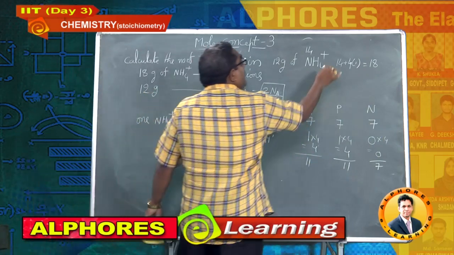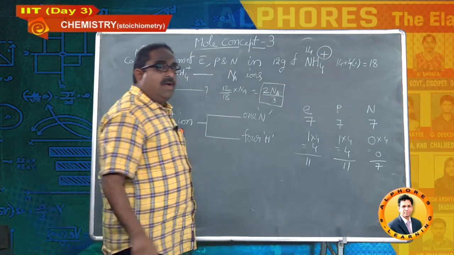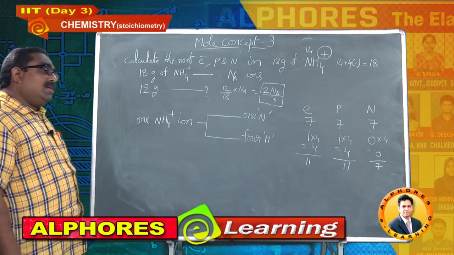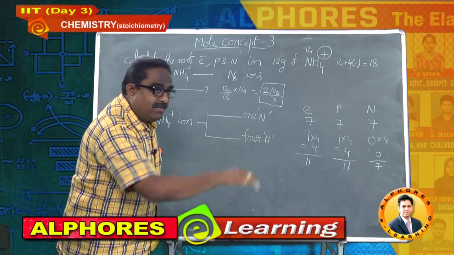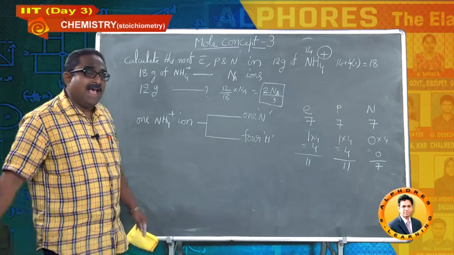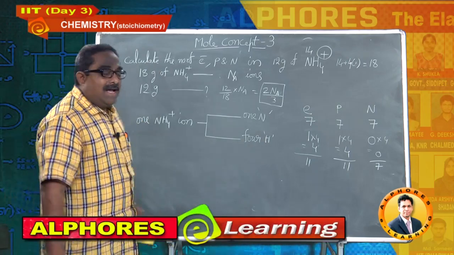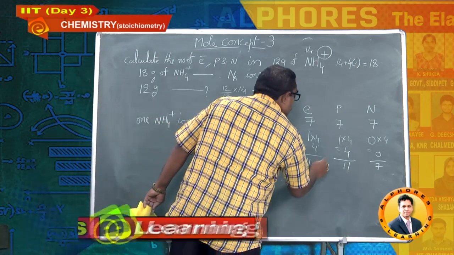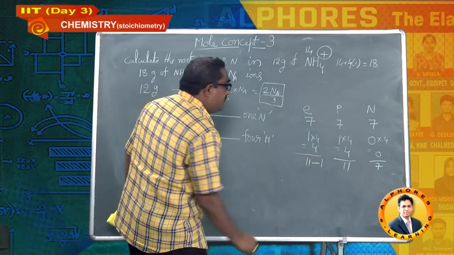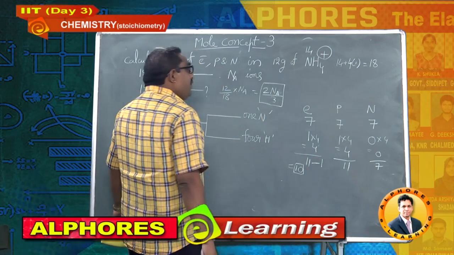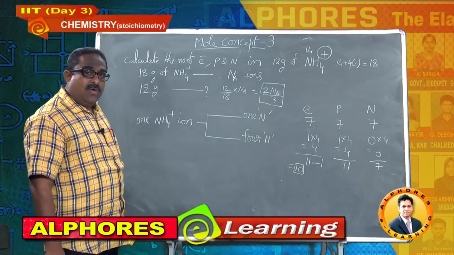Because there is one positive charge of 1 unit, plus 1. I have already told you: negative means addition of electrons, positive means loss of electrons. One positive is there, so that species has already lost 1 electron. So you have to subtract 1 from 11, and finally you should go for the number of electrons as 10 only.